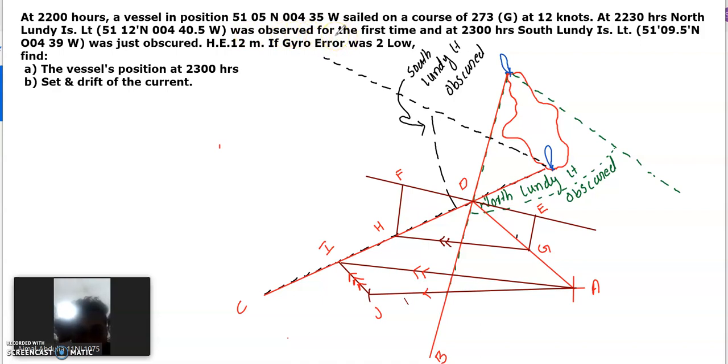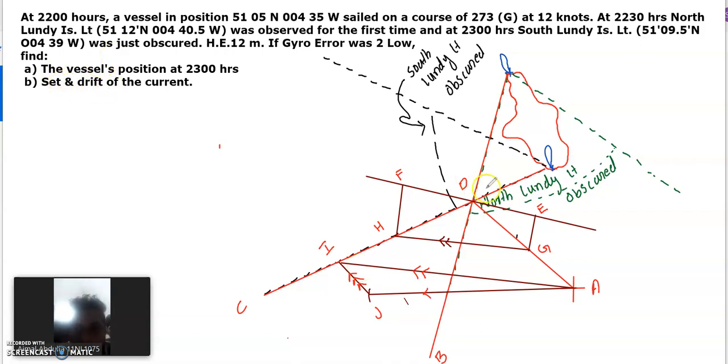Don't confuse whether it is a first sight or last sight. We will read further. At 2300 hours, the South Lundy Island light was just obscured. Height of eye is given and a gyro error is given. We have to find the vessel's position at 2300 hours and the set and drift of the current.